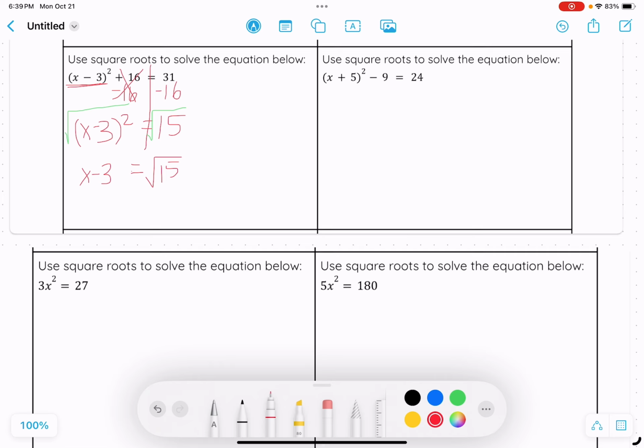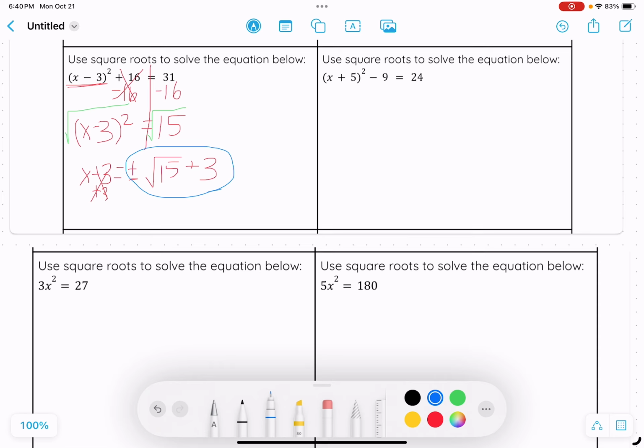But I'm gonna add, and I did not give myself space on the screen, so I'm gonna erase and move things over a little bit. I'm gonna add a plus or minus sign here. So plus or minus the square root of 15 equals x minus 3. Now I'm gonna add 3 to both sides, and that's gonna end up being my answer. So my answer here is gonna be plus or minus the square root of 15 plus 3, okay?